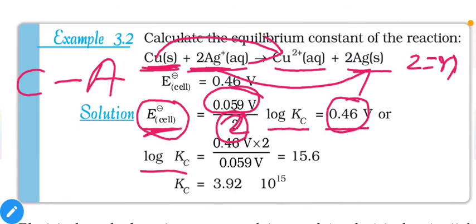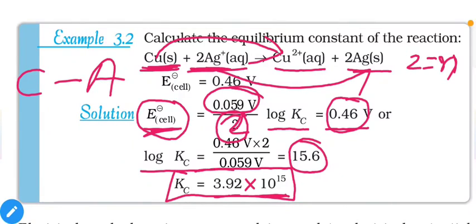That means log Kc is equal to 0.46 multiplied by 2 divided by 0.059, which is equal to 15.6. And antilog of 15.6 is equal to 3.92 multiplied by 10 raised to 15. Again, this is also a very high value. So this large number indicates most of the reactant will convert into product and you will get a good amount of yield. So this is how you can calculate the equilibrium constant.